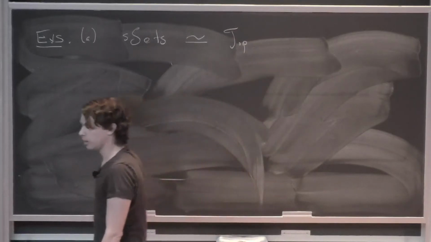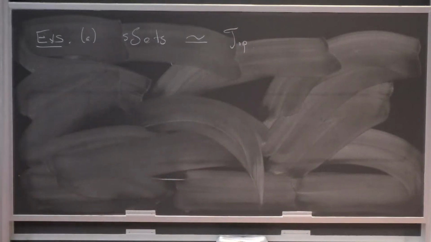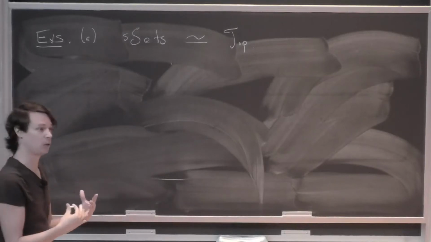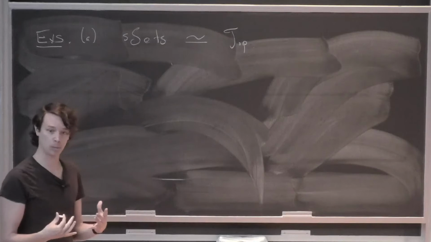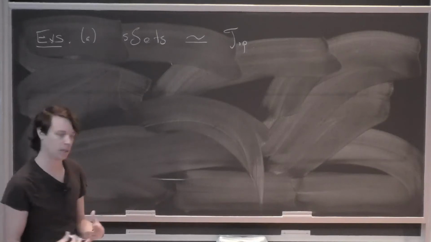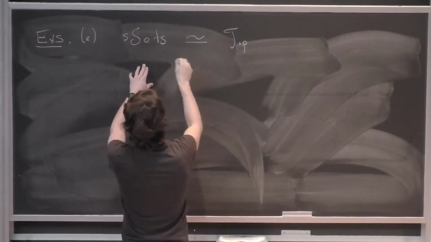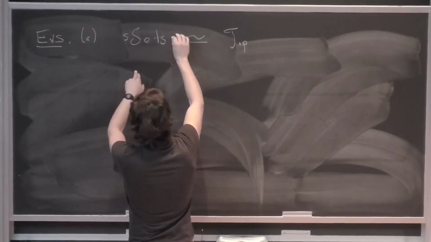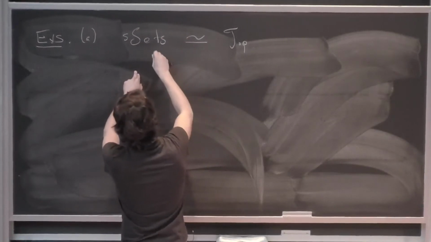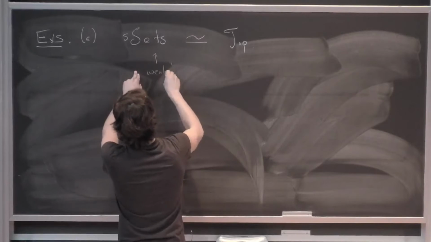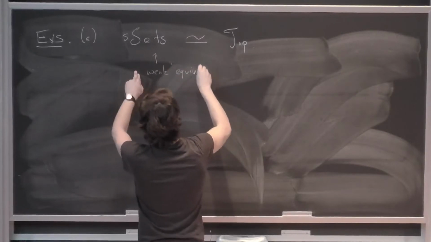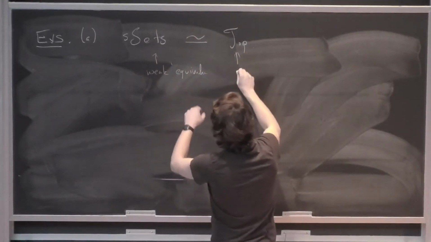And I need to make something very clear here. I'm not saying that these are equivalent categories. So these are equivalent as homotopy theories. So there's going to be some homotopy theory going on under the hood here. So what I really mean is here, there's a notion of weak equivalence. Here, there's also a notion of weak equivalence.